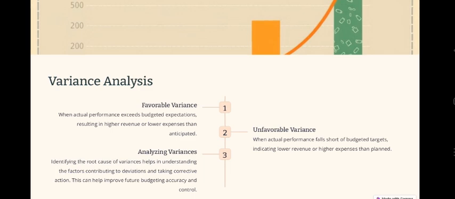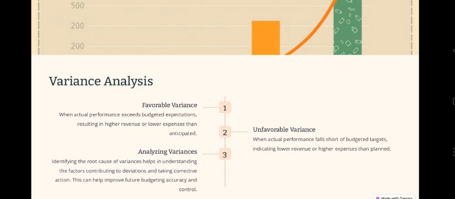Or the second one is unfavorable variance. So, when actual performance falls short of budgeted targets, indicating lower revenue or higher expenses than planned. Unfavorable variance focuses on deficit in the budgetary plannings, and they may face loss in their budgetary plannings.